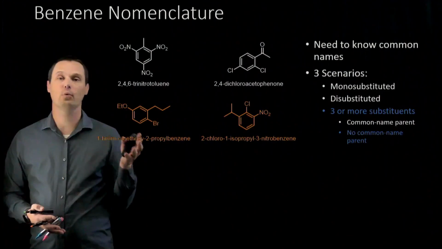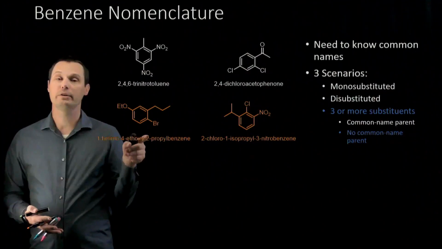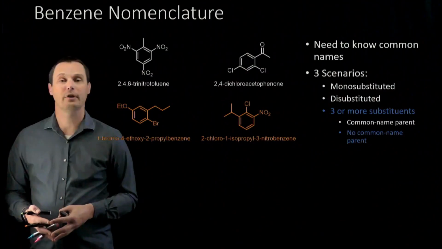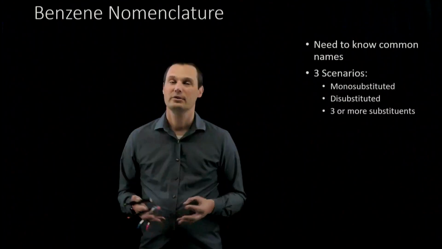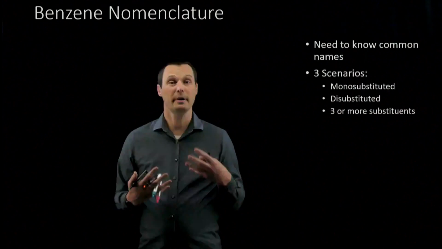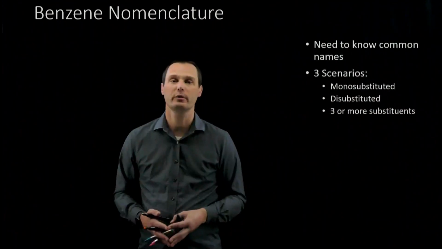So in this first example, 1, 2, 4 is the lowest overall set. Even though we can number it a couple of different ways, 1, 2, 4 gives us the lowest overall set of numbers for this molecule. And like all other naming, we list the substituents in alphabetical order. So there you have it. Yes, there's rules and subrules, but it's very algorithmic. As long as you can figure out which case you're looking at, then you know the rules for benzene nomenclature.